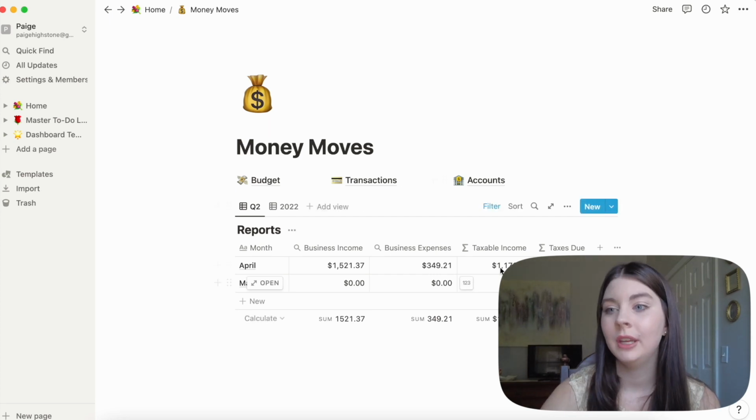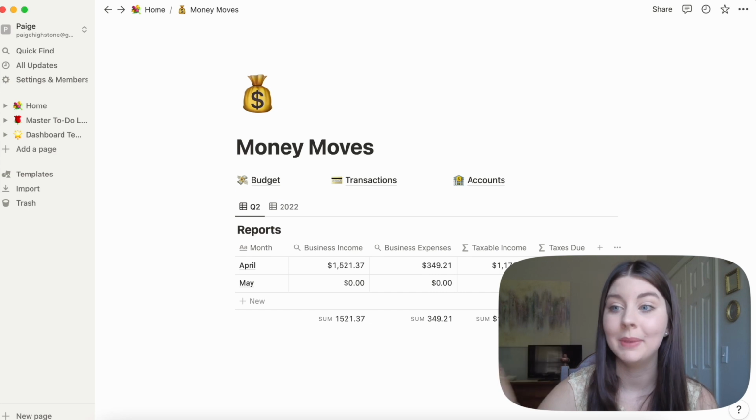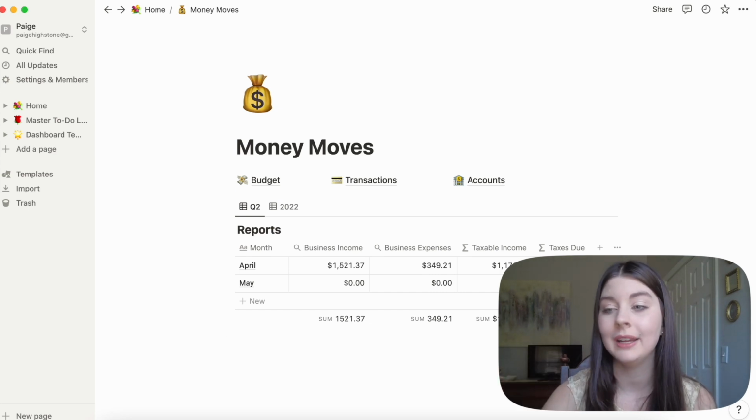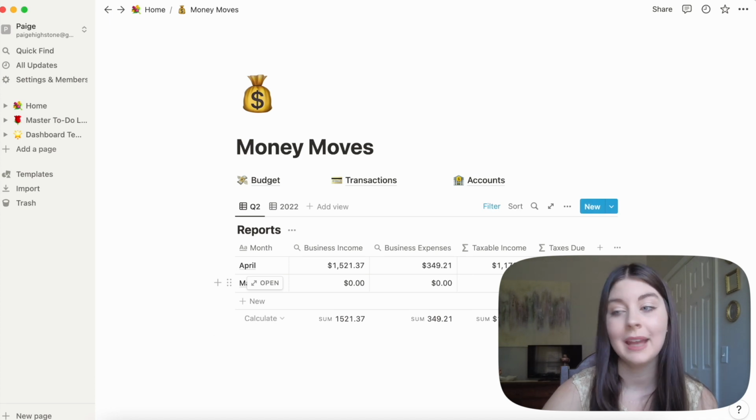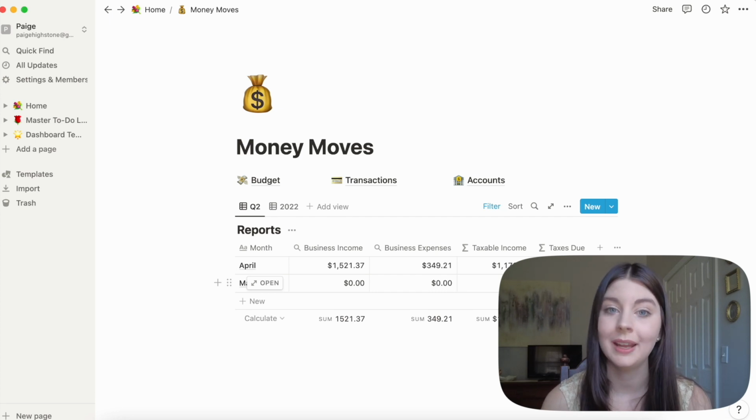If you look here, you'll see my reports page, where I track my business related reports for each quarter. Right now we're looking at quarter 2, which is just April and May. You'll see my business income for the month was $1,521.37. My business expenses totaled $349.21, which means my taxable income is $1,172, and then my taxes due is $240.29. If you're a freelancer, I'm going to be going more in depth on this in a future video and telling you all about how I track everything in Notion. If you're interested in getting a template based off of what you're seeing here, then stay tuned for a future video where I'll be showing that.